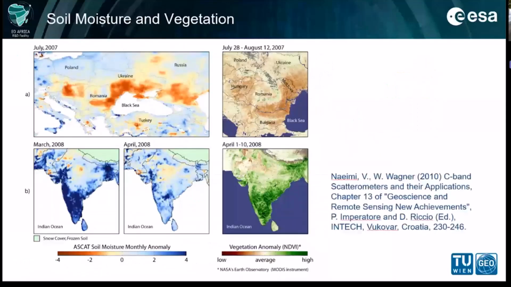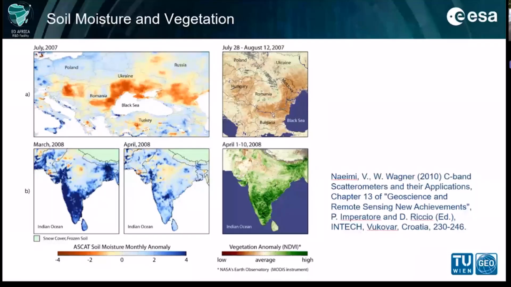Now that was a bit theoretical. Let me show you two examples that illustrate the point. Here on the upper panels, you see the case of Eastern Europe, Romania, Ukraine. There was a serious drought in July 2007, indicated here by the below-normal soil moisture conditions. And if we then look into vegetation conditions at the beginning of August, we see how very nicely the soil moisture deficit seen here is then reflected in the vegetation conditions.